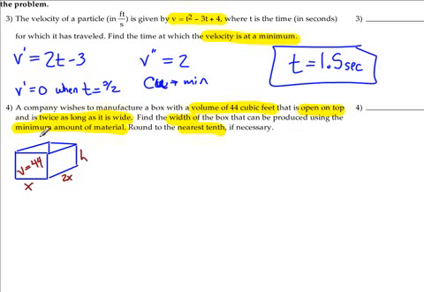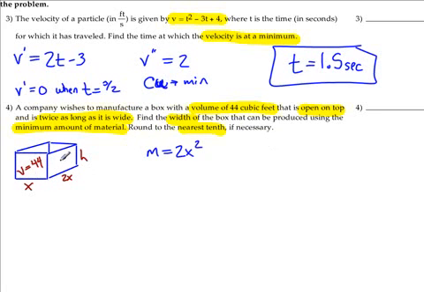What am I trying to minimize? I'm trying to minimize the amount of material, which would be the surface area of the box. Well, I'm going to call the surface area M for material. So my surface area is M. I have the bottom surface, which is 2x times x, or 2x squared.